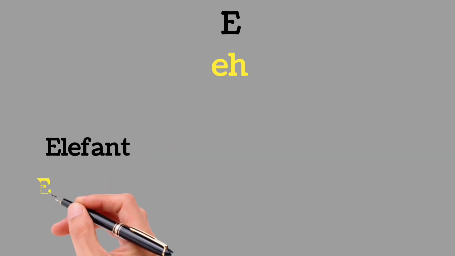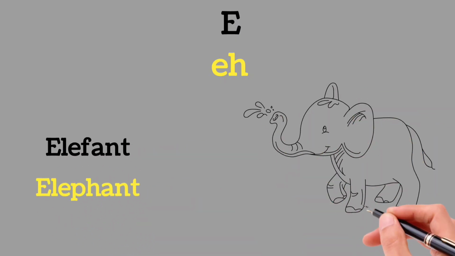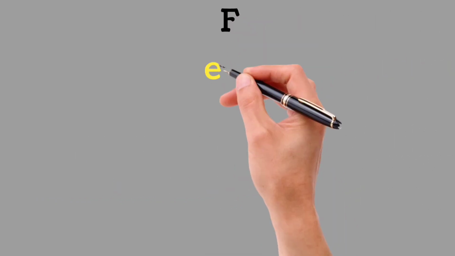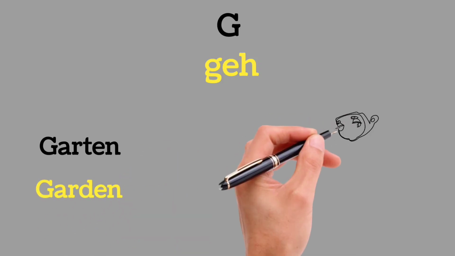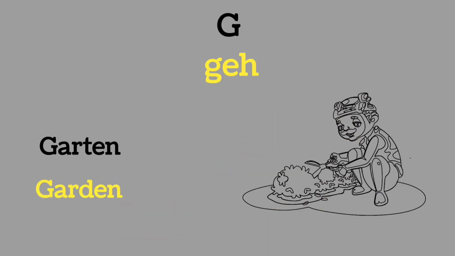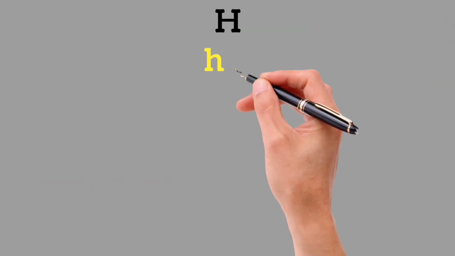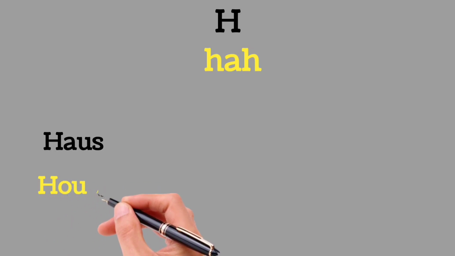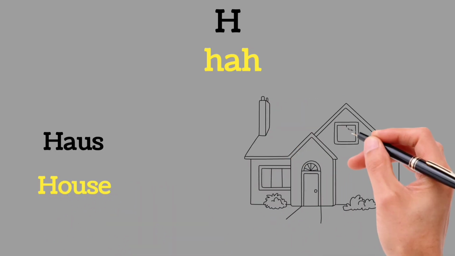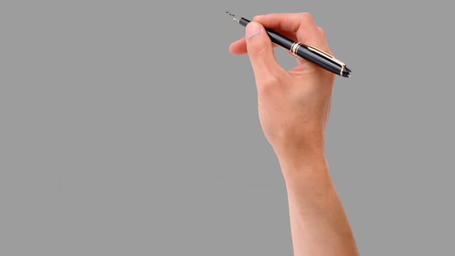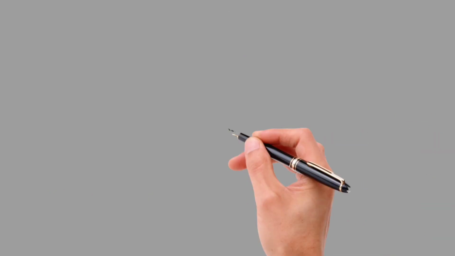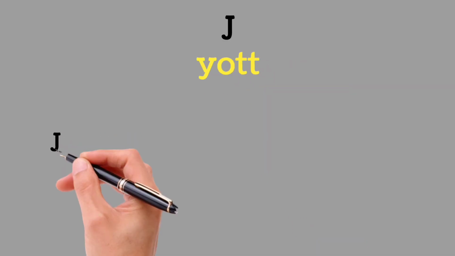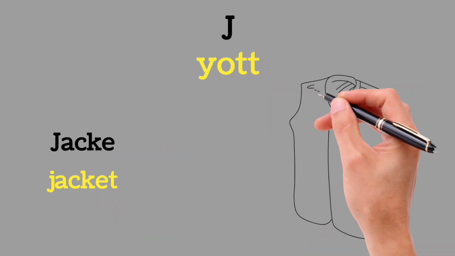E. Elefant. F. Fisch. G. Garten. H. Haus. I. Igel. J. Jacke.